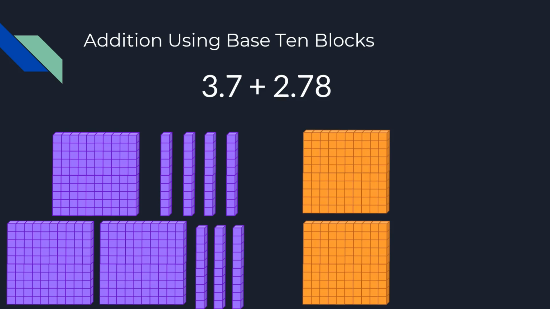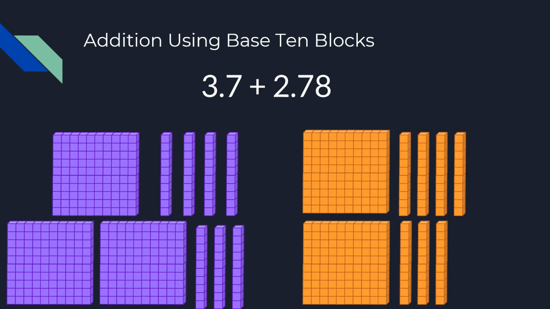The orange base 10 blocks represent 2. These blocks represent 7/10 because they are 1/10 of the full size 1. And these represent hundredths because it takes 10 of this size block to make the tenths, and it takes 10 of the tenth size block to make a whole. So now what we have represented are 3 7/10 in purple and 2 78/100 in orange.